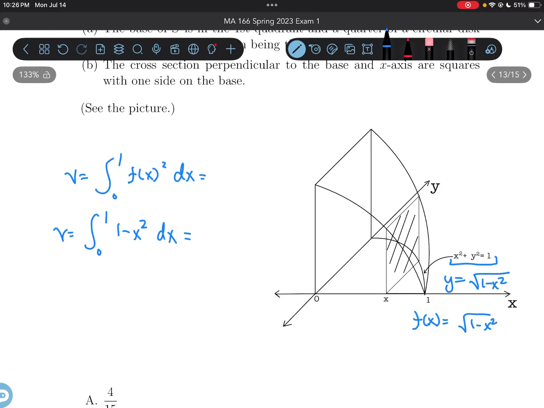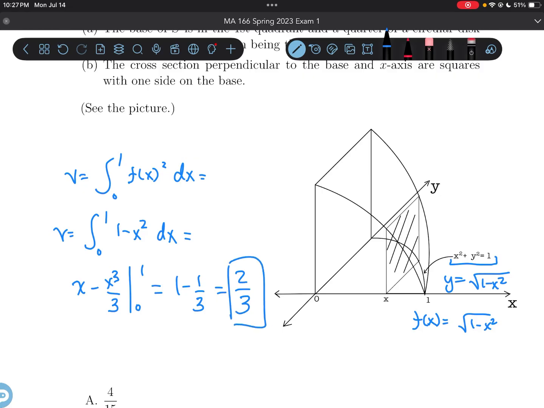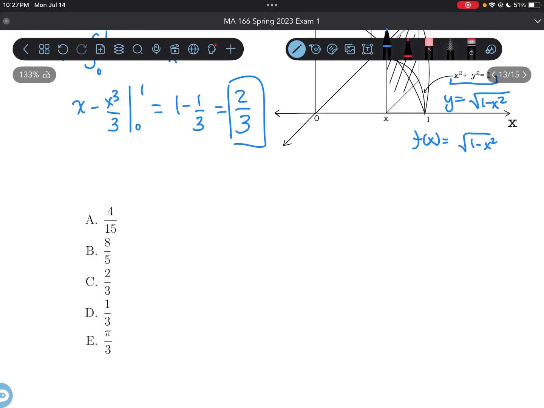Then I just have to use the reverse power rule. I get x minus x cubed over 3, from 0 to 1, and then plugging all this in, I get 1 minus 1/3, which is equal to 2/3. And that is the volume of the solid. So the final answer for question 11 is C.